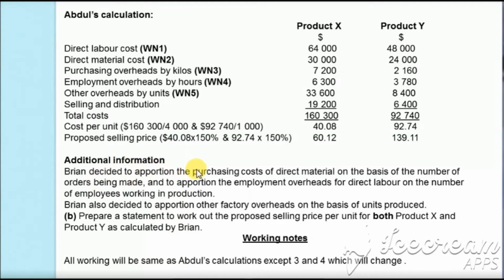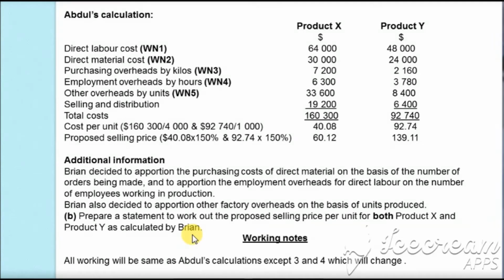Brian decided to apportion the purchasing cost of direct material on the basis of number of orders made, and to apportion the employment overheads for direct labor on the number of employees working in the production. And Brian also decided to apportion the other factory overheads on the basis of units produced. Prepare the statement to work out the proposed selling price per unit for both product X and product Y as calculated by Brian. We have already done the calculation for Abdul.